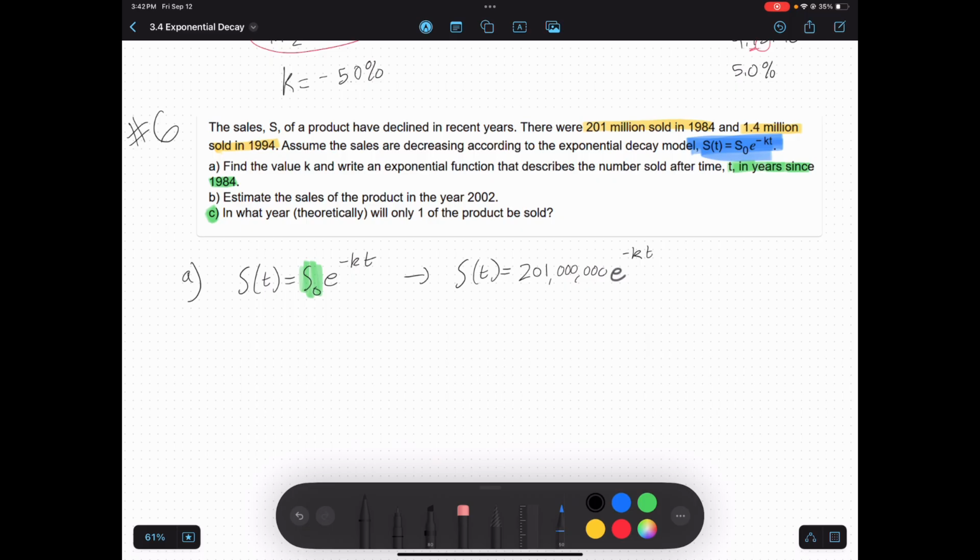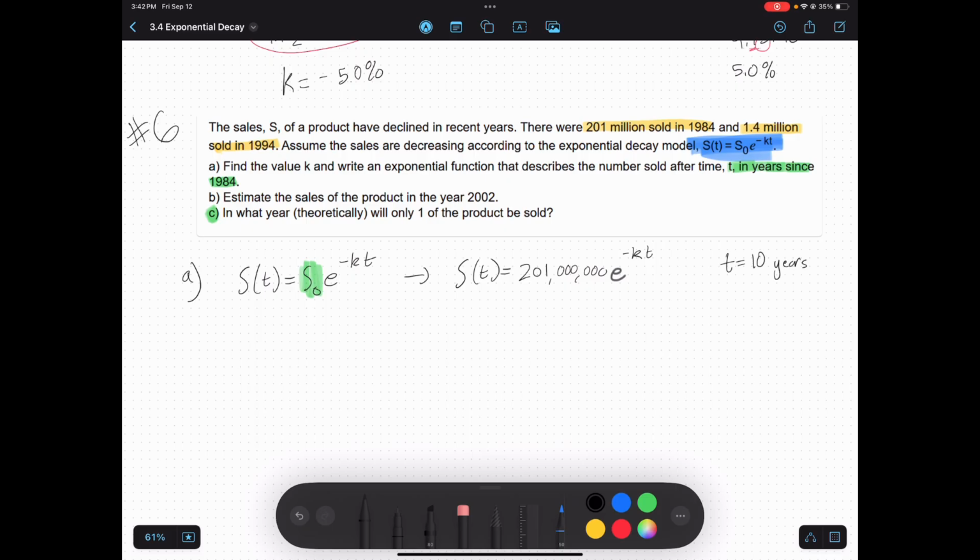Okay, so now I have my starting value in my function. But now what? All I'm missing is that decay rate. So how am I supposed to find the decay rate? I use my next data point. I know that in 1994, it's decreased to 1.4 million. Well, first of all, how many years is that? From 1984 to 1994? That is 10 years.